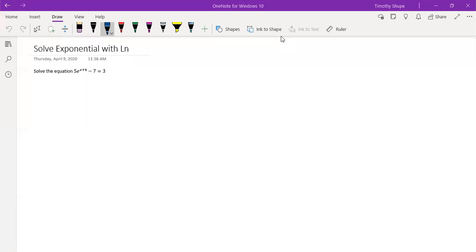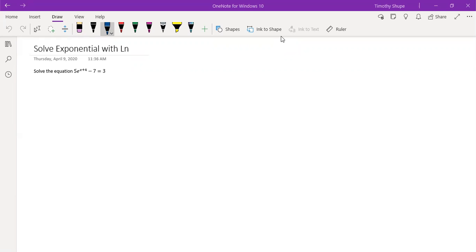In this video, we will learn how to solve an exponential equation with a base of e by using a natural logarithm at some point in the process. Now, in order to solve any exponential equation that only has one exponential term, what we want to do first is isolate that exponential piece.